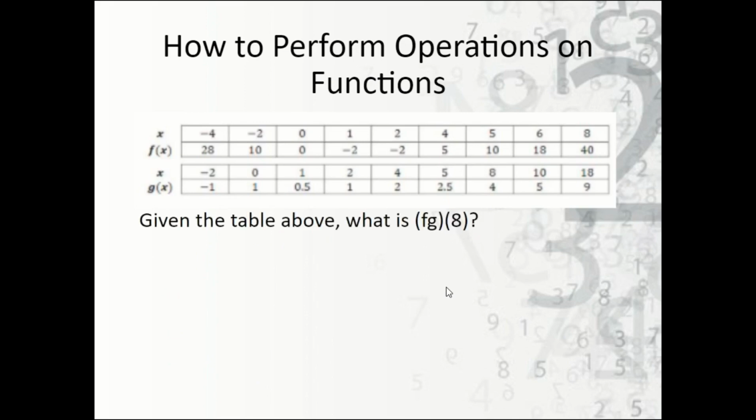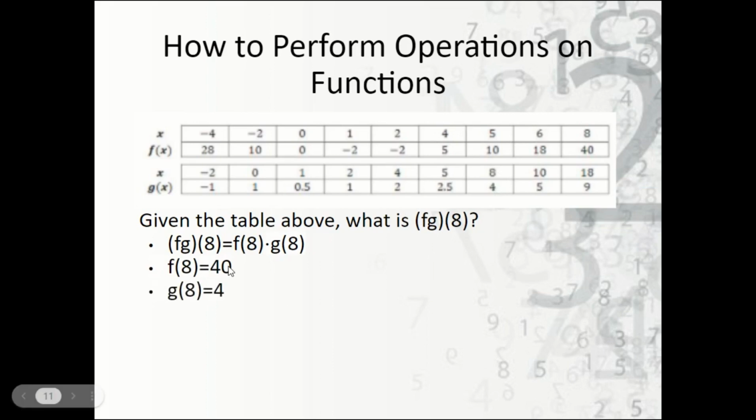This time we have fg of 8. Well, fg just means multiplication, so really we can break that up and it becomes f of 8 times g of 8. So f of 8 in this case is 40, and g of 8 is right here, which is 4. So now we just multiply these together and we get 40 times 4, which is 160.